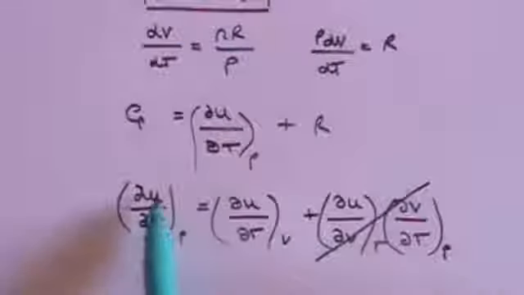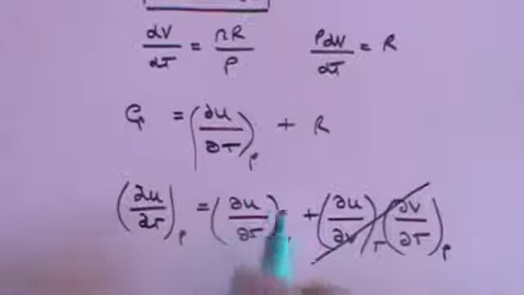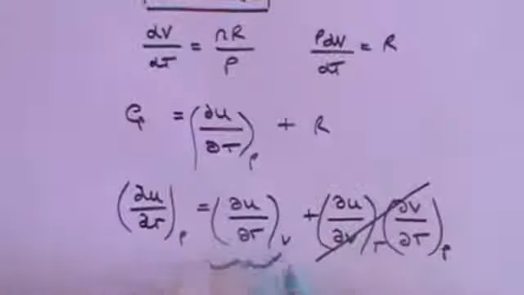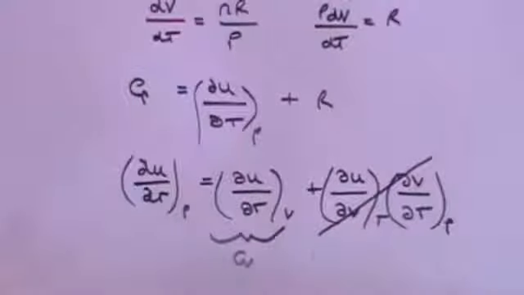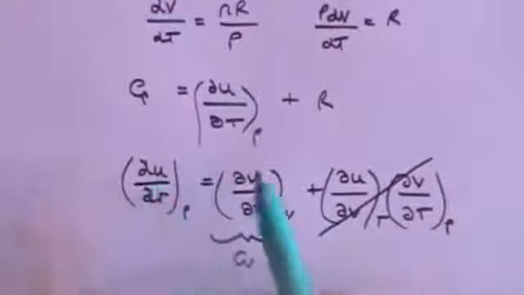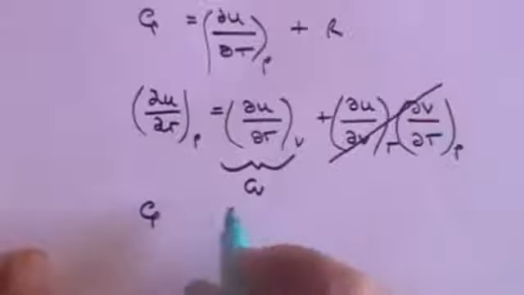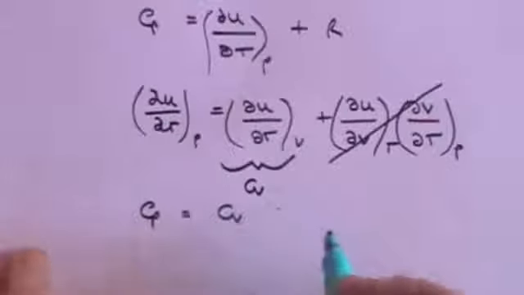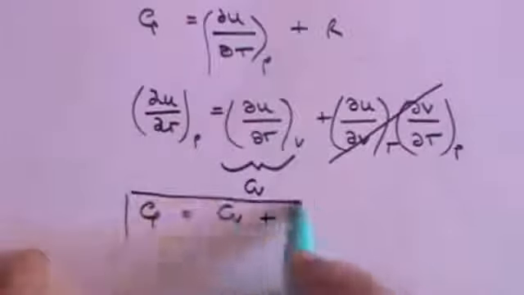And that gives rise to the fact that dU/dT at constant pressure is equal to dU/dT at constant volume. And this is indeed the heat capacity at constant volume. And so now this term is equal to that term. And so you really have now derived that the heat capacity at constant pressure is equal to the heat capacity at constant volume plus the ideal gas constant.